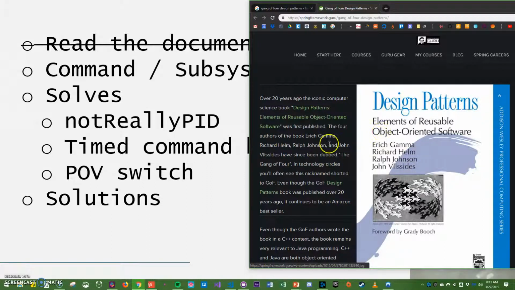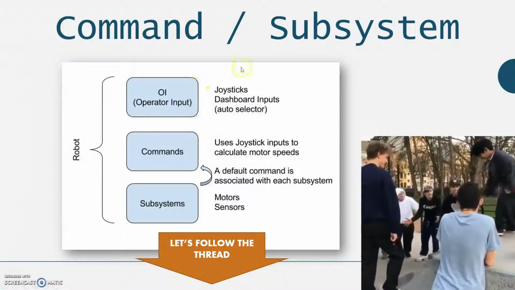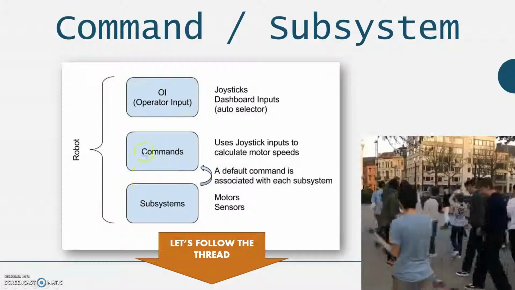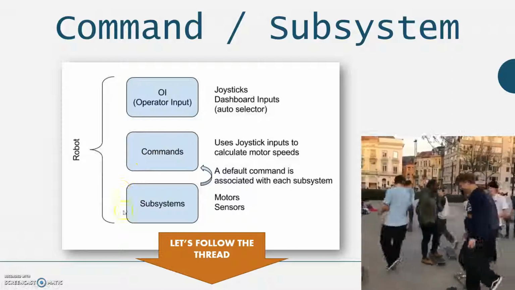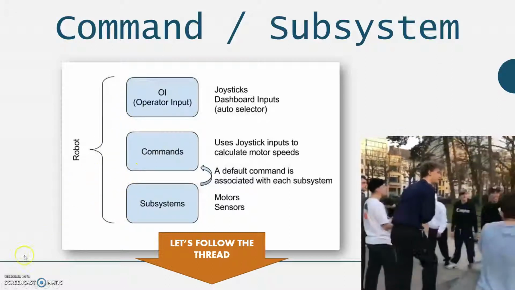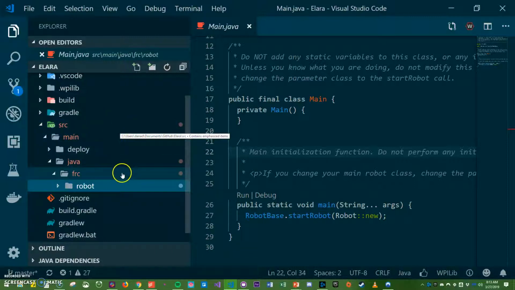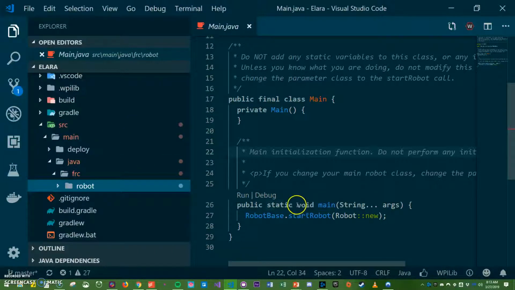Okay, so next up is the command subsystem pattern, and this is about design patterns. Design patterns are really useful and a broader topic than right now, but this is really handy. So it's all about the way we organize our code and how we split functionality into different little reusable bits.